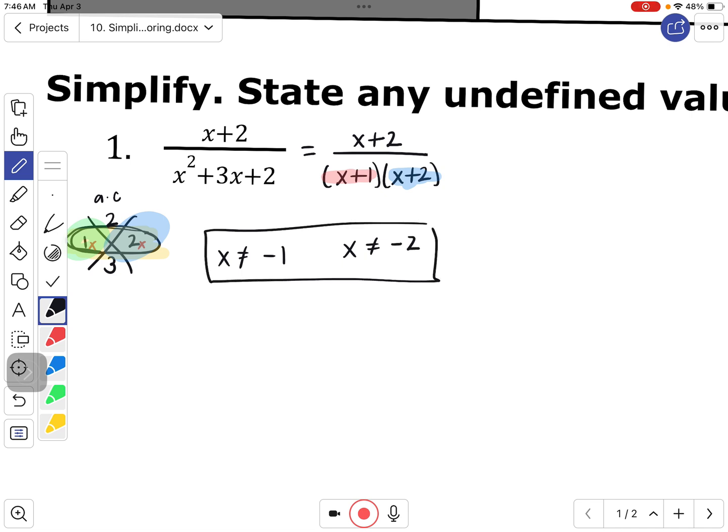And then to simplify, just like yesterday, if there is anything that was on the top and the bottom that are the same, you cancel those out. So I'm going to cancel this out, and I'm going to cancel this out. So that leaves me left with nothing on top, so I'm just going to leave that open for right now, and x plus 1 on the bottom. You can put parentheses around them, you don't have to. If there's nothing left on top, you have to put that 1. Okay, so we simplified, and we found our undefined values, so number 1 is done.